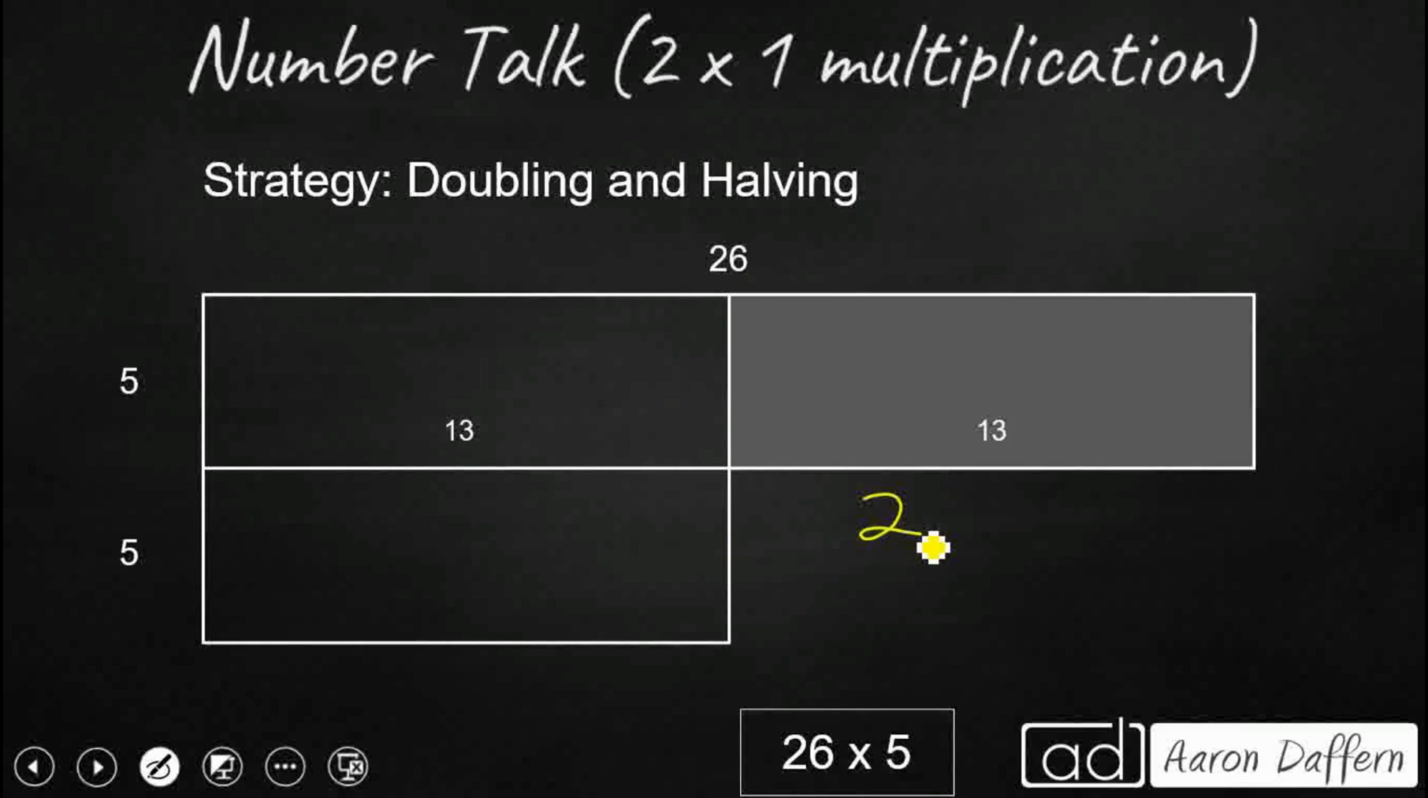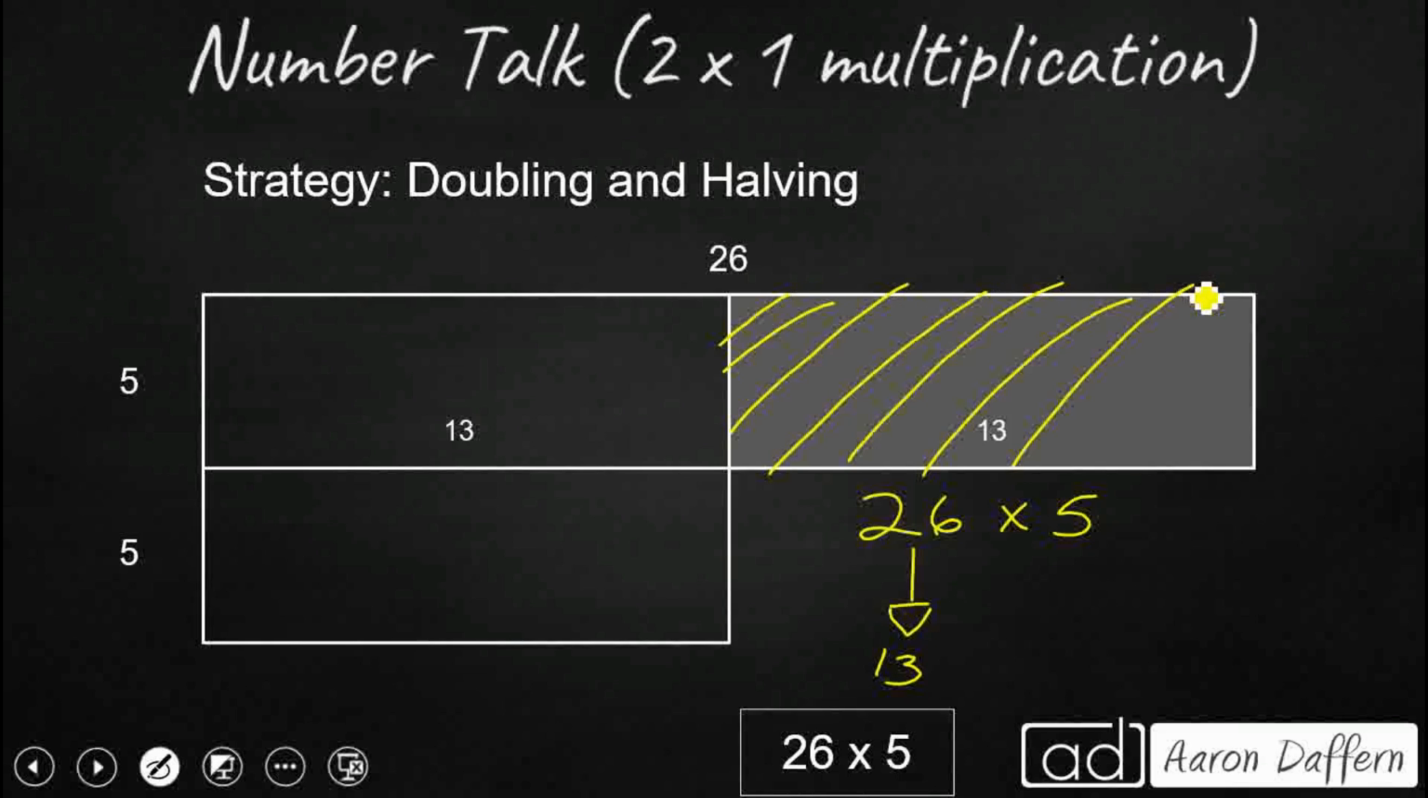Now, doubling and halving sometimes works. Watch what we're going to do here. 26 times 5. It really works if you've got a large factor and a small factor. So what this means is you can take one of your factors and cut it in half. So I'm going to take my 26, cut it in half. It's 13. That's why we've got gray right here. We're going to get rid of half of one factor. But in order for this expression to remain balanced, what we have to do is we have to take the other factor and double it.